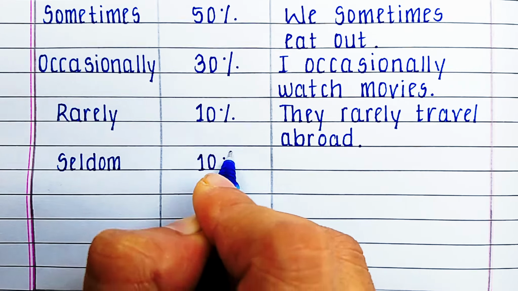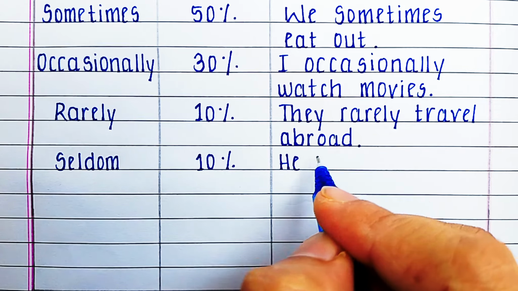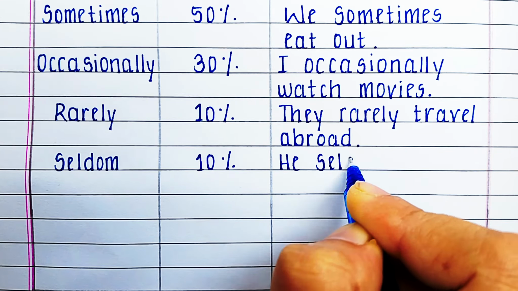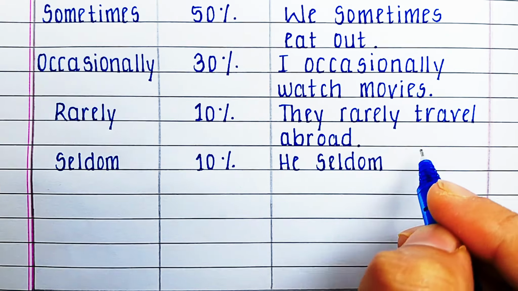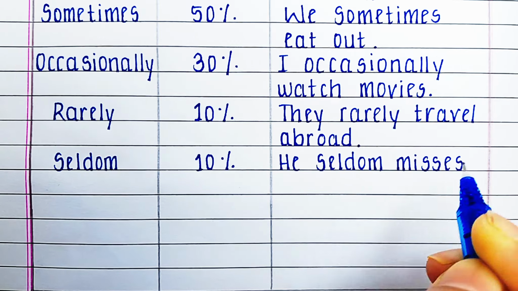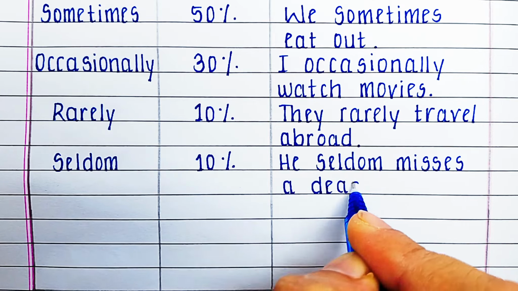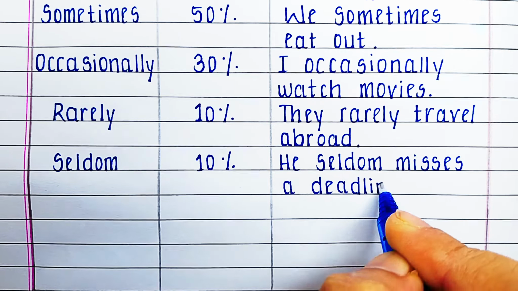Next adverb is seldom. Seldom is used for 10% frequency. For example, he seldom misses a deadline.